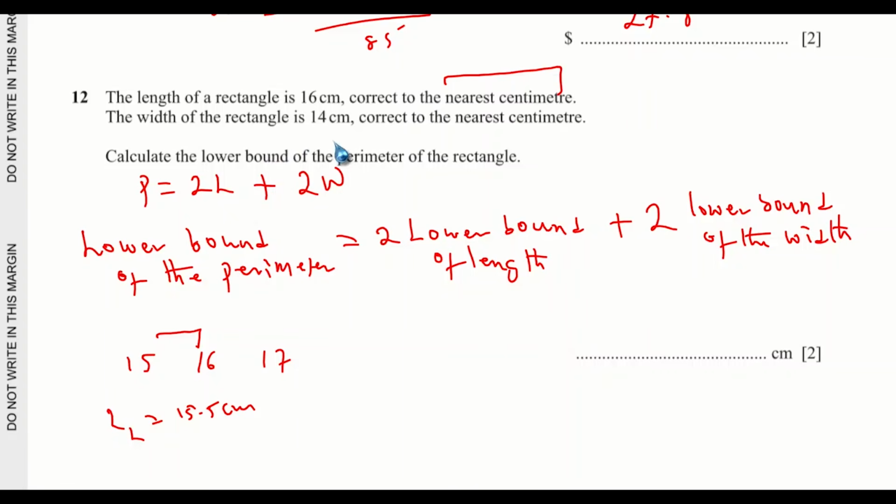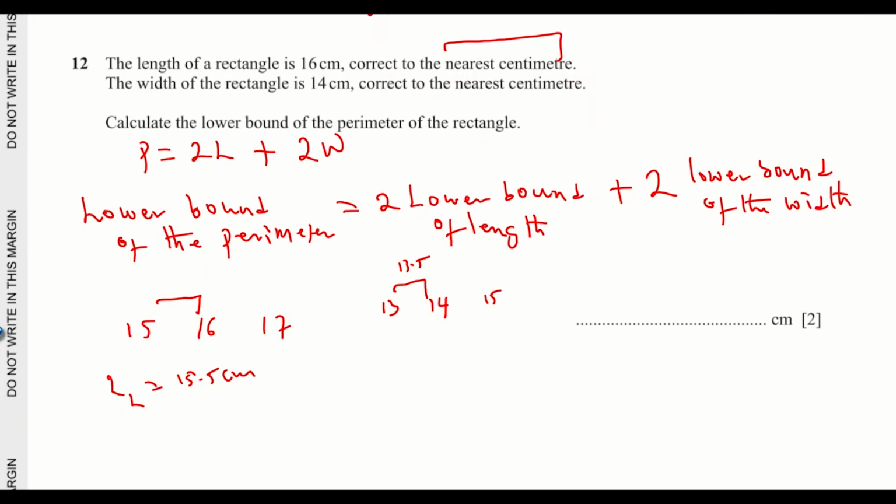Equally, the width is also correct to the nearest centimeter. So that means you can also count in 1 centimeter. Starting from 14 centimeters, the next one will be 15 centimeters, and the one before 14 centimeters will be 13 centimeters. So the lower bound of the width will be the midpoint of 13 and 14, which is 13.5.